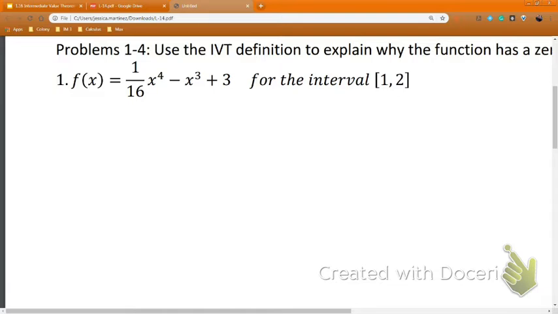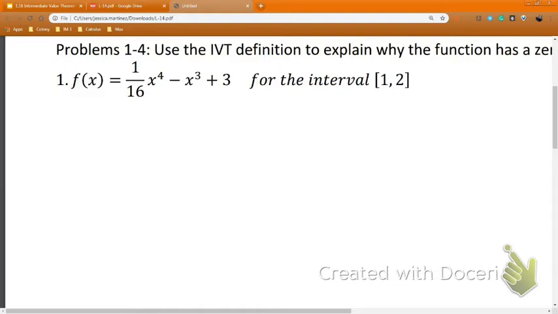So I kind of zoomed in. The directions got a little cut off, but it says, for problems 1 through 4, use the intermediate value theorem, IVT, definition to explain why the function has a 0 in this interval. So here are the steps that you need to take in order to show, using the intermediate value theorem, that it works. So, number 1.